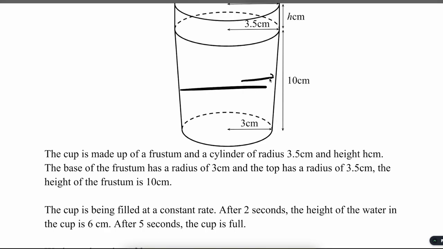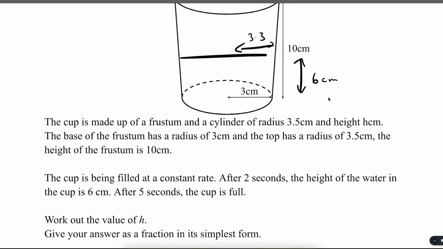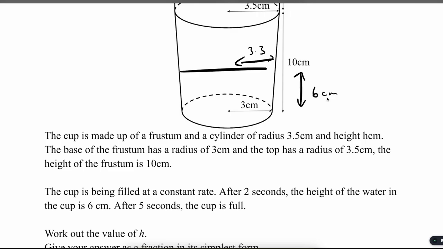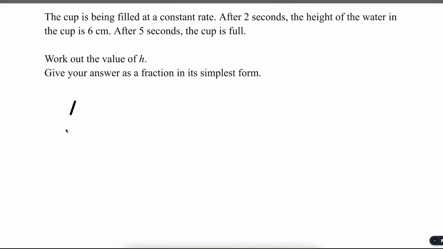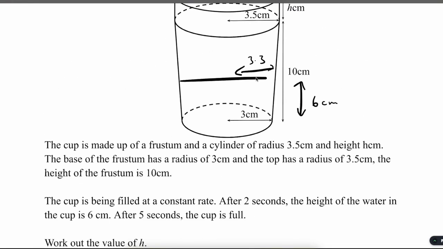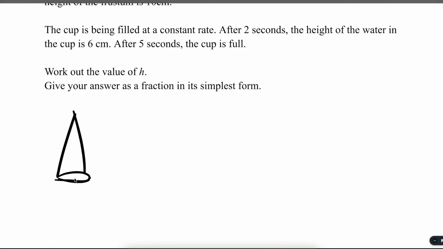So the radius is 3.3. The height is 6 centimeters. So how we find the volume of a frustum is we have to take the volume of the cone and then subtract the volume of the smaller cone. So we're going to have 2 cones. Now the base of this bottom cone is 3.3. So that's the big cone. And the height, now we need to work out the height.